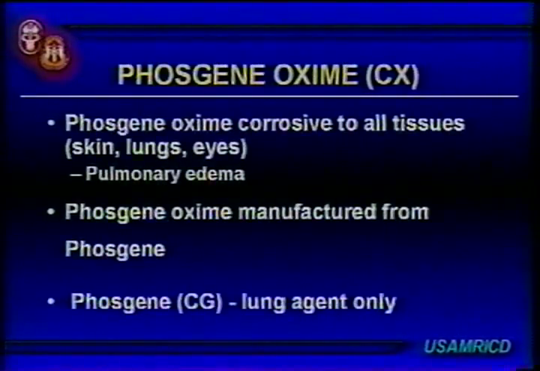It's a very corrosive substance. While phosgene is only a lung agent, has no effects on the skin, phosgene oxime is a corrosive epithelial agent. But obviously, if you get this in the lungs, it also is a pulmonary agent.